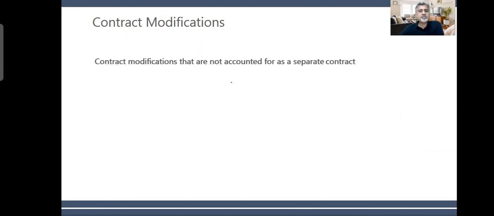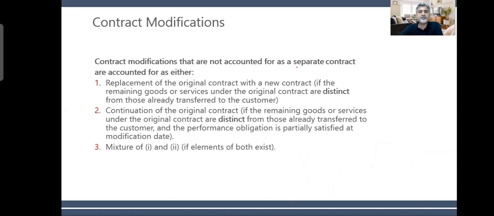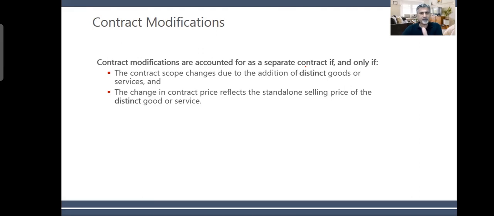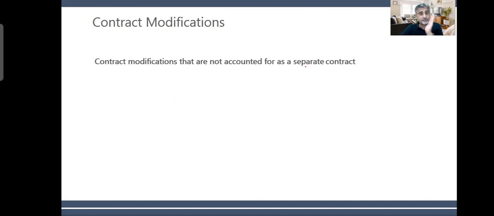Contract modifications that are not accounted for as a separate contract. So these are separate contracts. Here you need to make a separate contract if the scope changes or if the price is the same as standalone. And those which are not separate contracts are modifications.